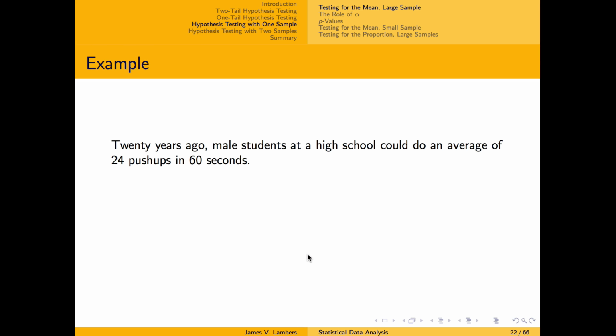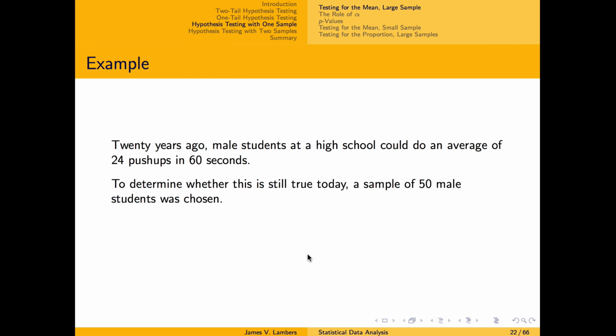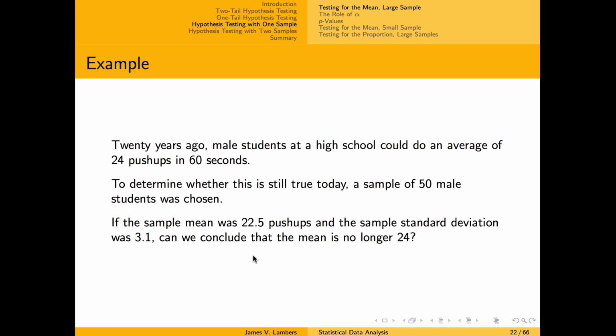Let's work another example. We want to know if male students at a particular school can do as many push-ups now as they could 20 years ago. To that end, we take a sample of 50 students and see how many they can do. We get a sample mean of only 22.5 push-ups, compared to 24 in the past. We do not know the population standard deviation, but if we have a sample standard deviation of 3.1 push-ups, can we conclude that this decline is statistically significant?